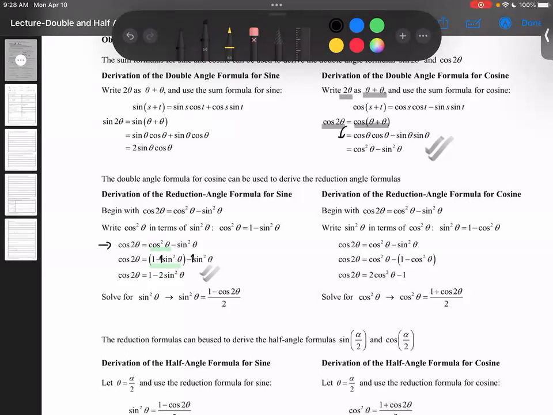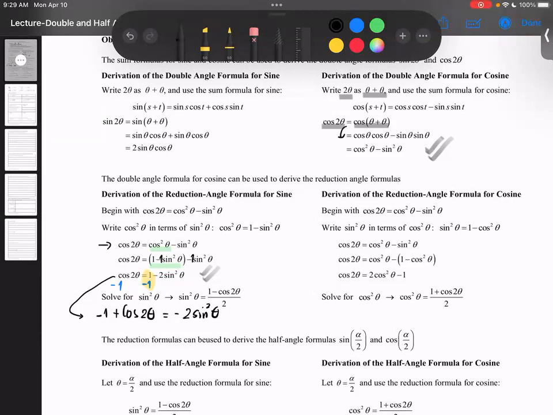You want to solve for sine squared theta. The first thing is you subtract one, right? If I subtract one from both sides, one and negative one cancel. Then I have minus one plus cosine of two theta on the left-hand side. On the right-hand side, it's just negative two sine squared theta.